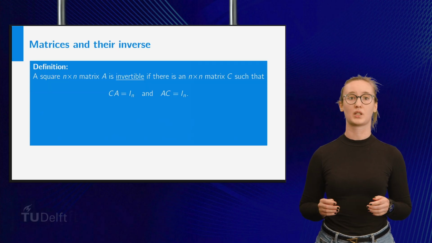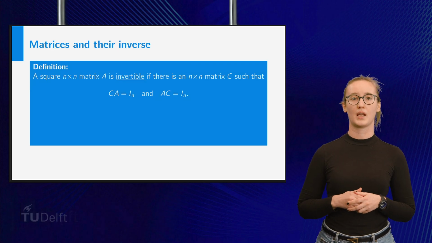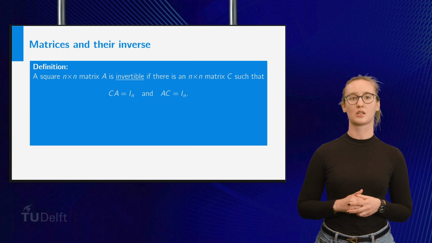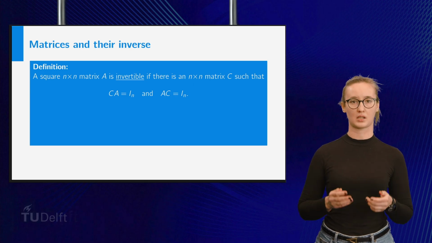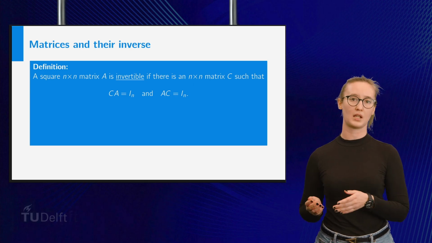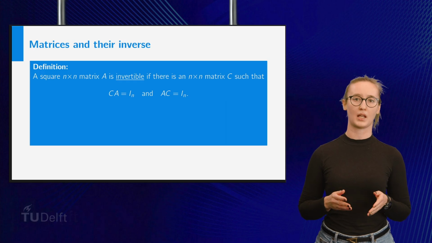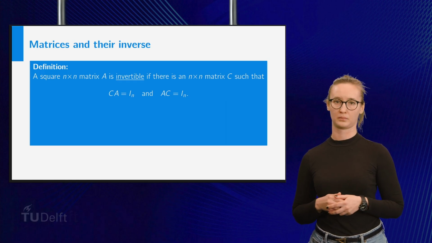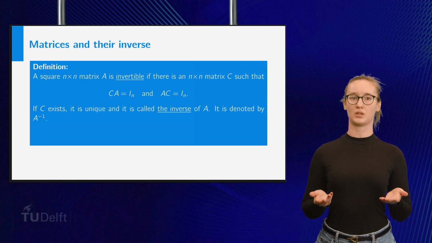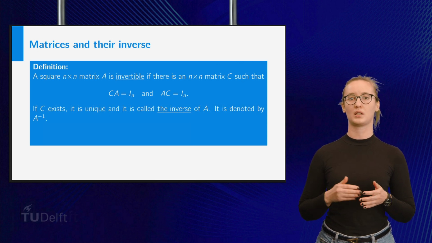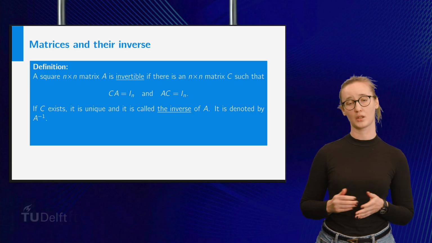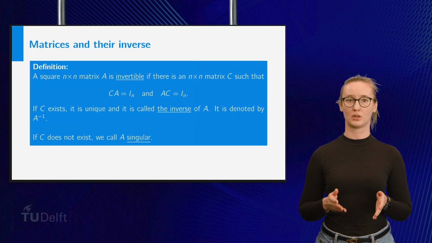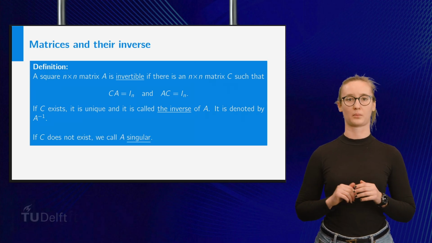For square matrices, we take the same approach as for the numbers. A square n by n matrix A is called invertible if there is an n by n matrix C such that C times A equals In, and A times C equals In, the identity matrix of size n. If C exists, it is unique, so we can call C the inverse of A and denote this by A to the power minus 1. Just like for the numbers. If C does not exist, you say A is singular.